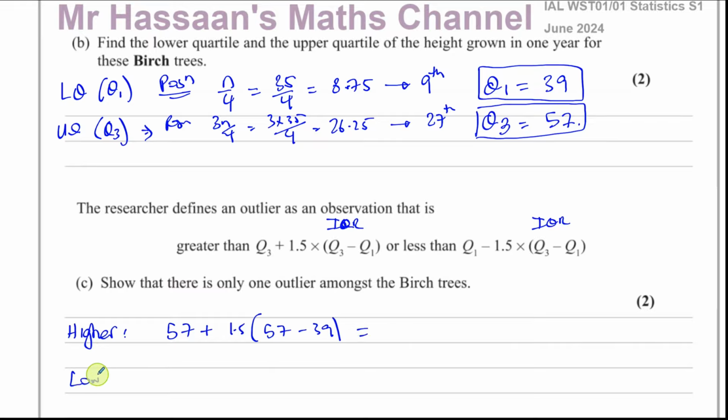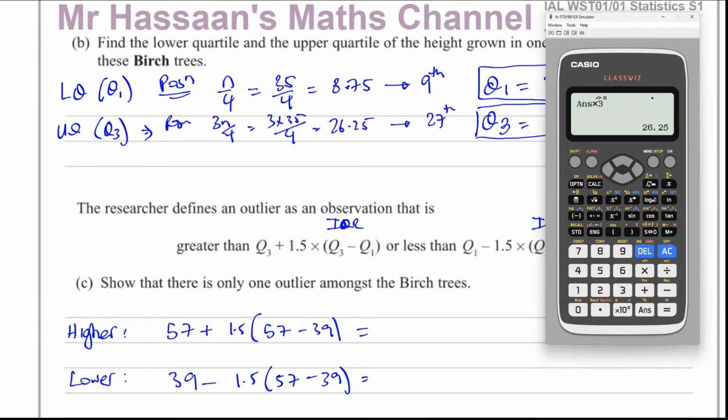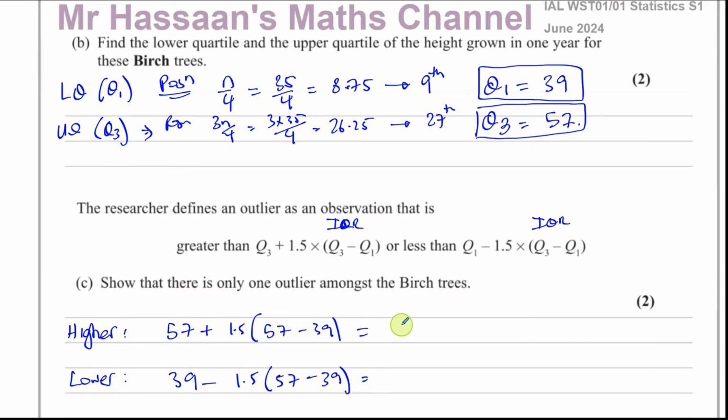And the lower one, I'll just get it ready so we can write it down in the end. The lower one is Q1, the lower quartile. Anything lower than 1.5 times the interquartile range less than the lower quartile is considered an outlier. And these formulas, if they give you some definition of an outlier, they will always be given to you. You won't have to memorize those. So now we have 57 plus 1.5 times 57 minus 39. And that gives us 84. So anything that's larger than 84 would be considered an outlier.